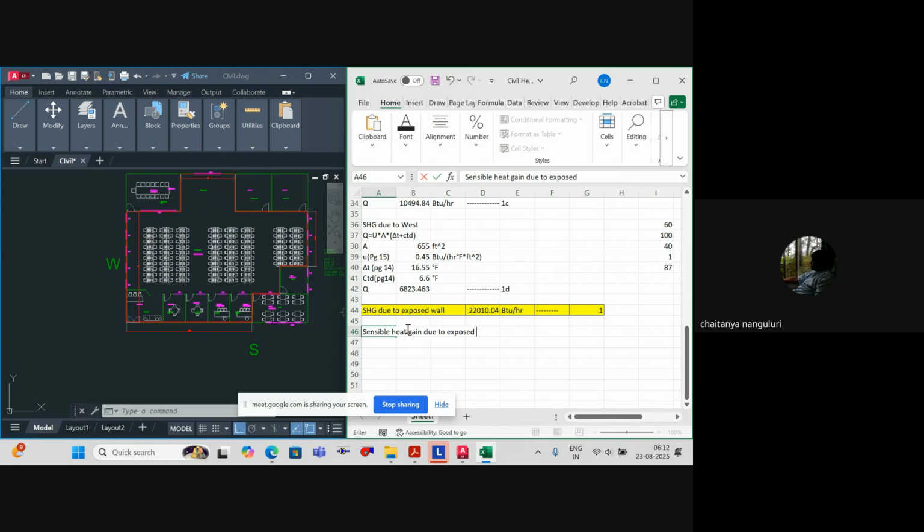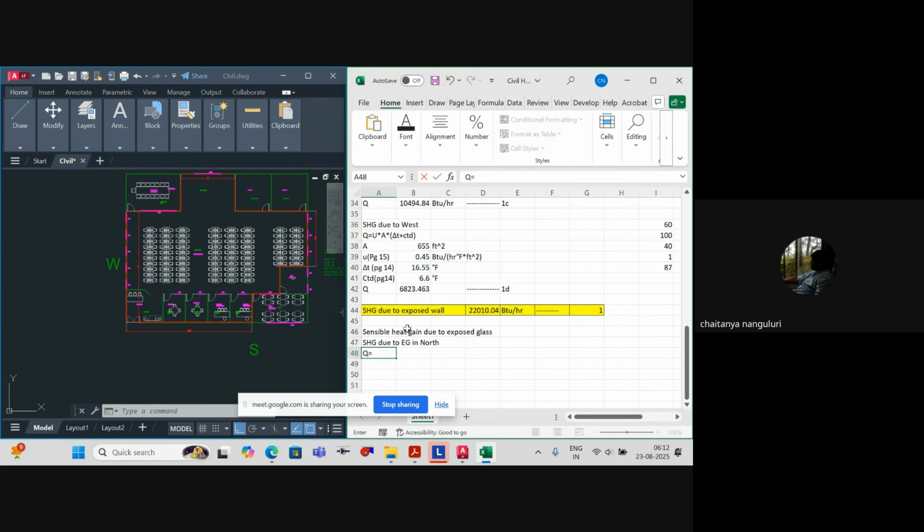Sensible heat gain due to exposed glass. So first and foremost, sensible heat gain due to exposed glass, and first we'll start with the north direction. North. So again, what is the formula for this?